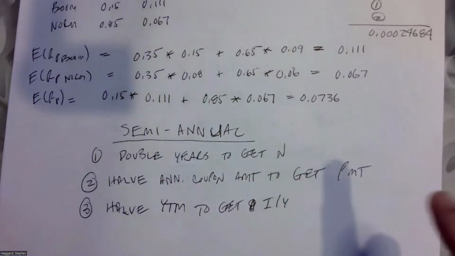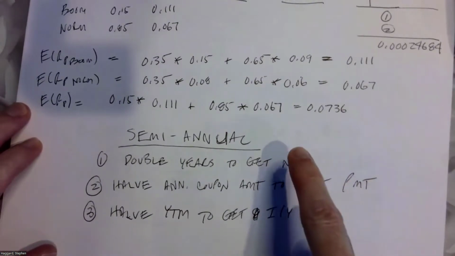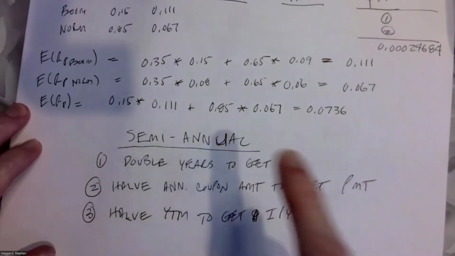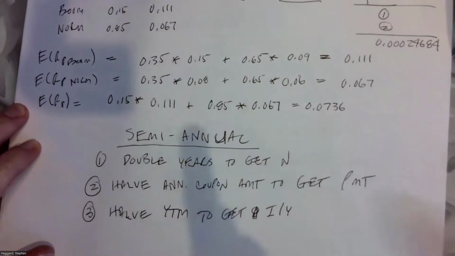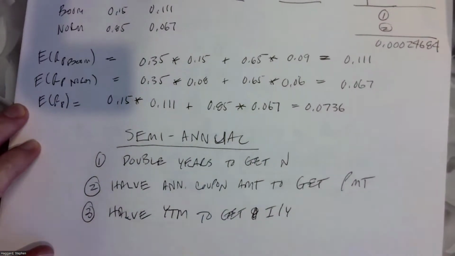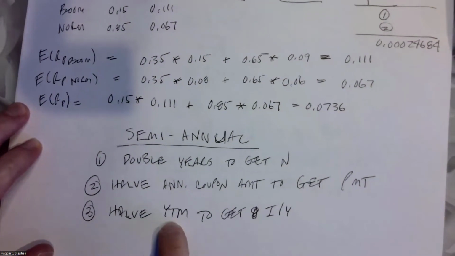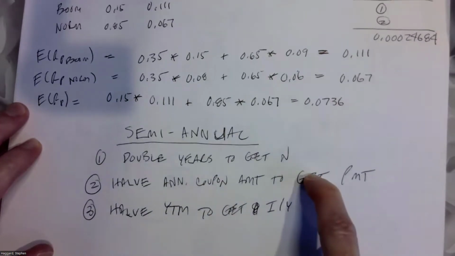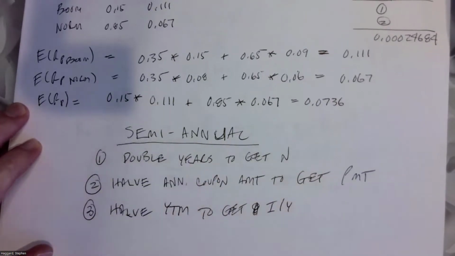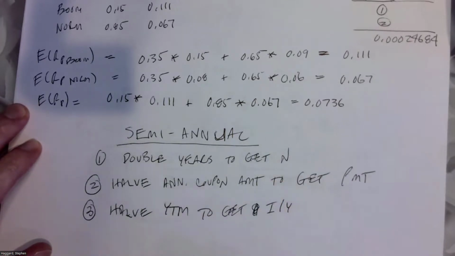The problem comes if I ask them to find the number of years, or if I ask them to find, say, the coupon rate, or if I ask them to find the yield to maturity, they forget to multiply by 2. They forget to multiply by 2. They forget to divide by 2 when they're translating backward. That's the biggest problem that I see with semi-annual coupon bonds.